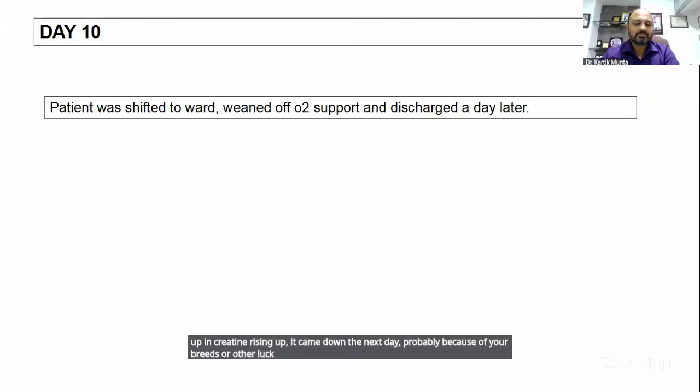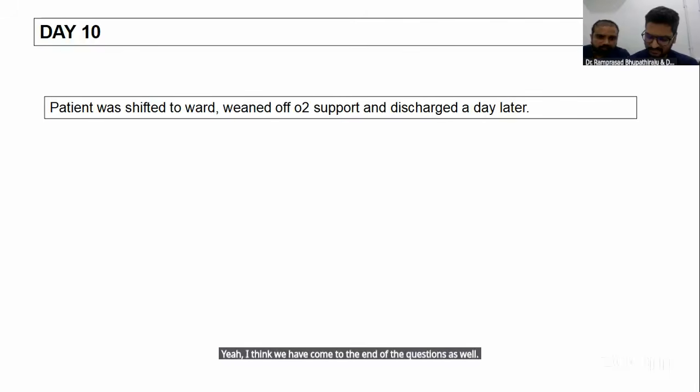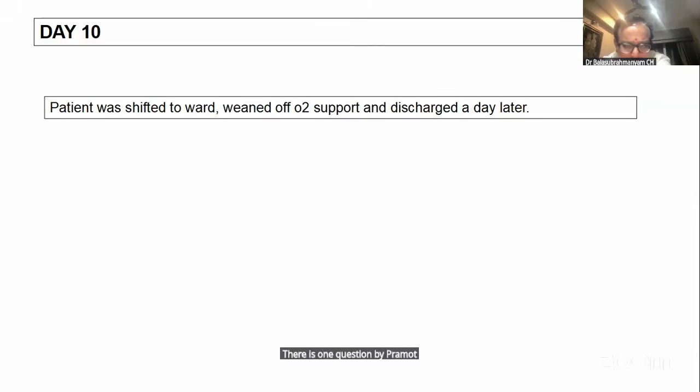I think we have come to the end of the questions as well. There's one question by Pramod. I think CRP is itself a marker of acute pancreatitis. In case amylase is not elevated, another marker of pancreatitis is CRP elevation. Do you want to comment on that?